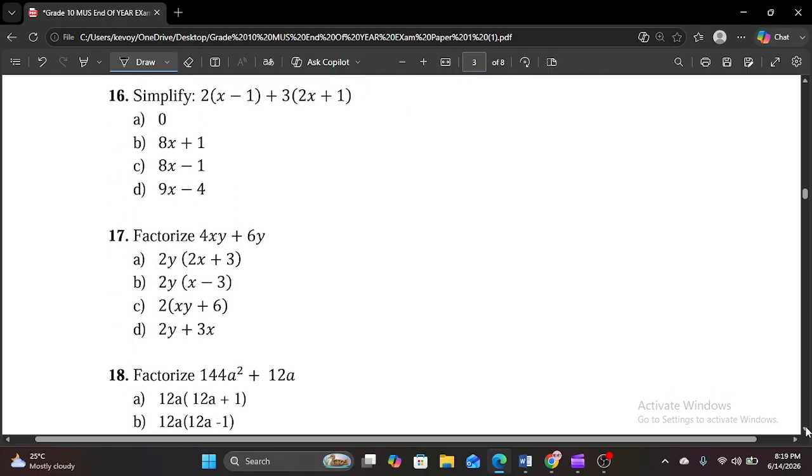So now we're going on to algebra. So we're asked to simplify. And if you realize right here, we have some numbers in brackets. So when we see numbers in brackets, the first thing that we're going to do is to distribute.